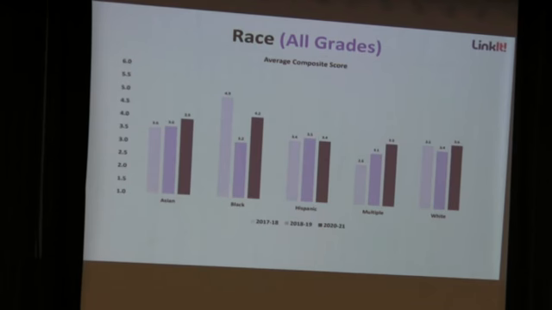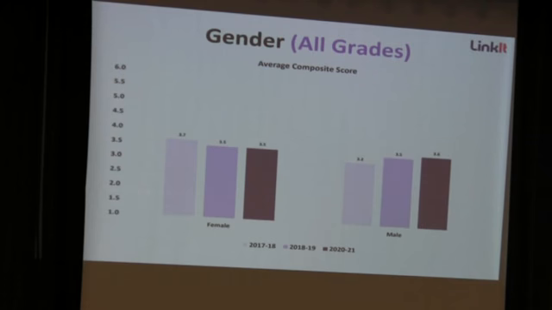So this is a breakdown of the average composite scores broken down by race. And that goes from 2017-18 to the darkest purple, which is 2020-2021, which was the ACCESS from last spring. And then by gender as well, the average composite score based on the ACCESS for ELLs for females on the left, last 3 years, and the males on the right.